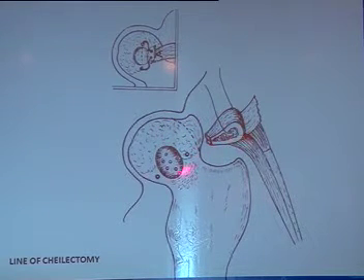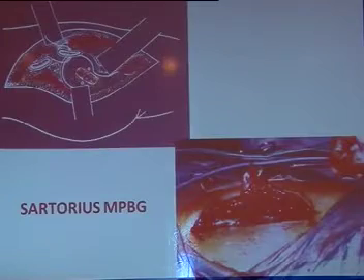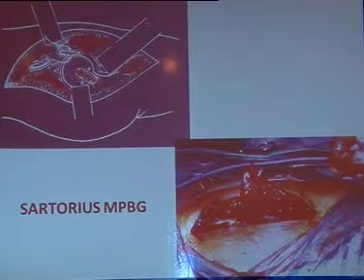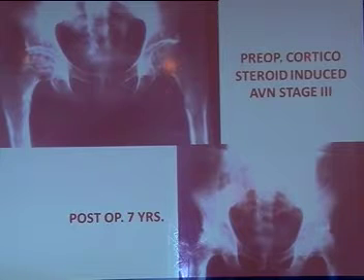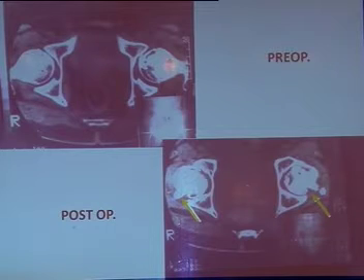You can see here, and this is the schematic diagram of the bone. The bone is going to be introduced over here after multiple drilling, and this is the sartorius muscle pedicle bone graft being prepared. See, this is a steroid-induced stage 3 osteonecrosis. At 7 years follow-up the articular surface is quite normal, and these are the preoperative and postoperative CT scans. You can see here the bone graft is being incorporated within the femoral head.